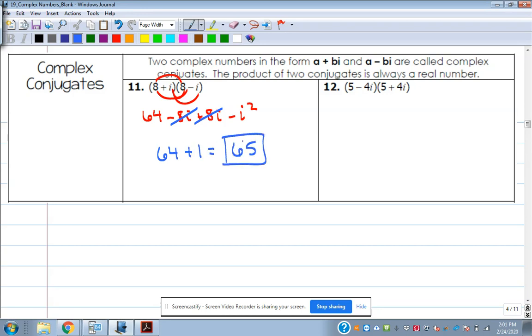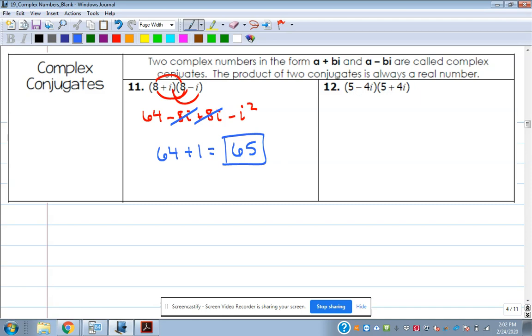When I multiplied 8 plus i by its complex conjugate, it removes all of the imaginary part. That's what a complex conjugate does. It gets rid of the imaginary part. That's kind of important. There's some other things that happen when we get into larger degree polynomials. There's some interesting things that happen there.